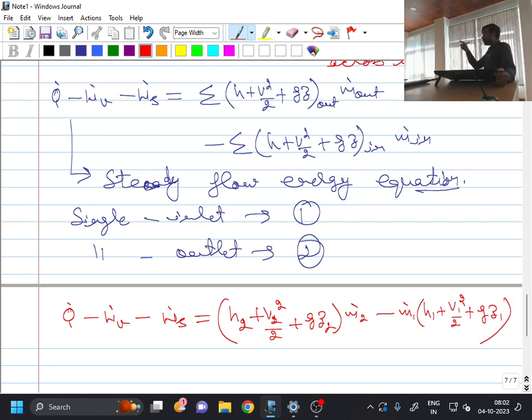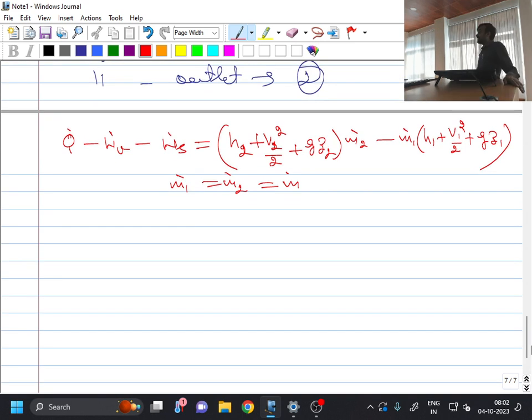Now one important point: if I have only a single inlet and single outlet for a control volume and it is a steady flow system, then m dot 1 must be equal to m dot 2, which will be equal to some mass flow rate m dot. Fine. Today whatever we are doing is just revision of thermodynamics, what you have already studied. I think this topic is already studied because you have now started the second law.